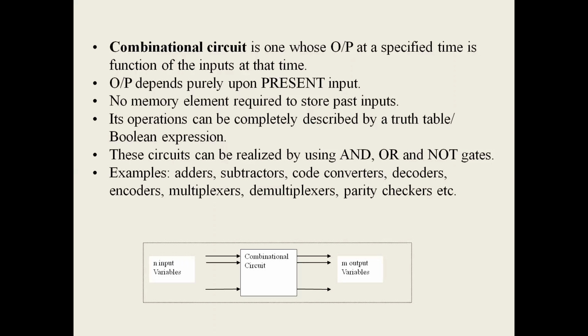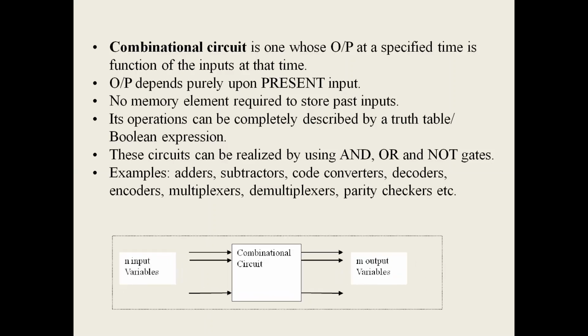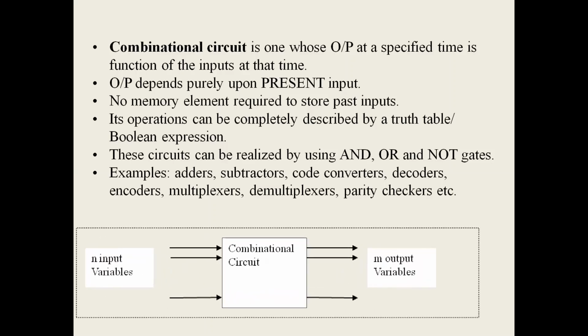The circuits can be realized by using AND, OR, and NOT gates. Examples: adders, subtractors, code converters, decoders, encoders, multiplexers, demultiplexers, parity checkers. All will be discussed in the succeeding videos. And you can see here, in the case of a combinational circuit, there will be n input variables and n output variables.